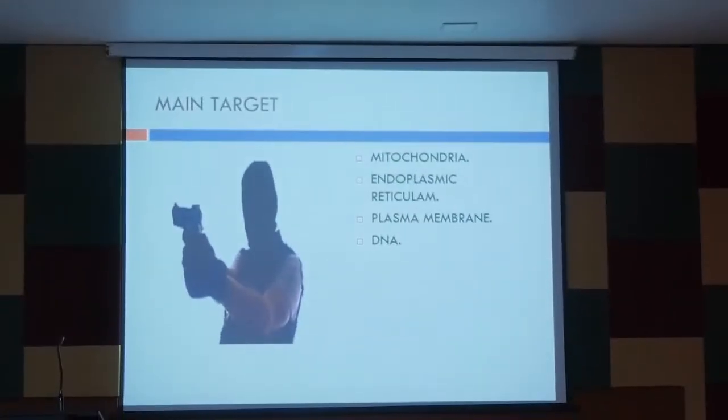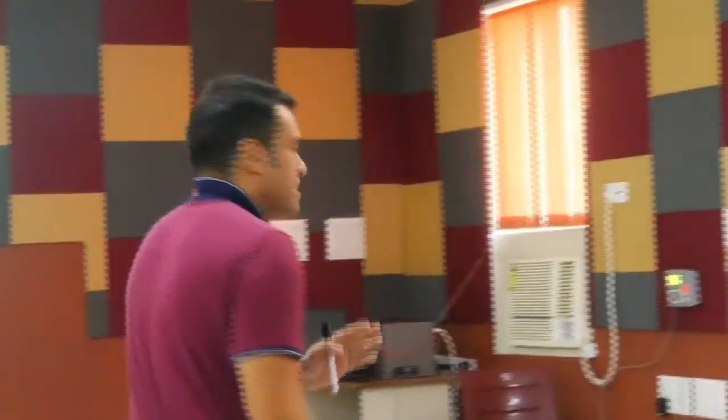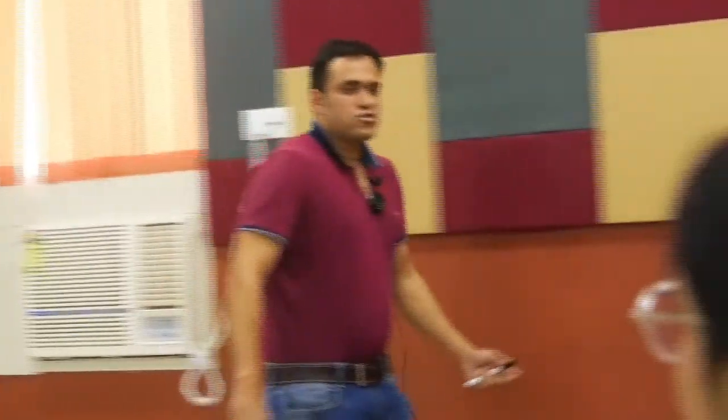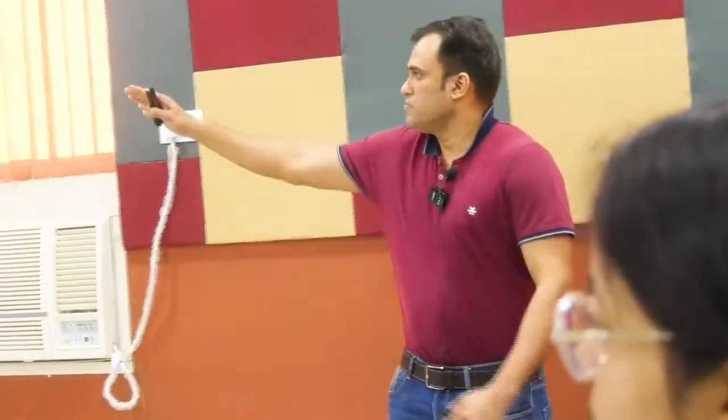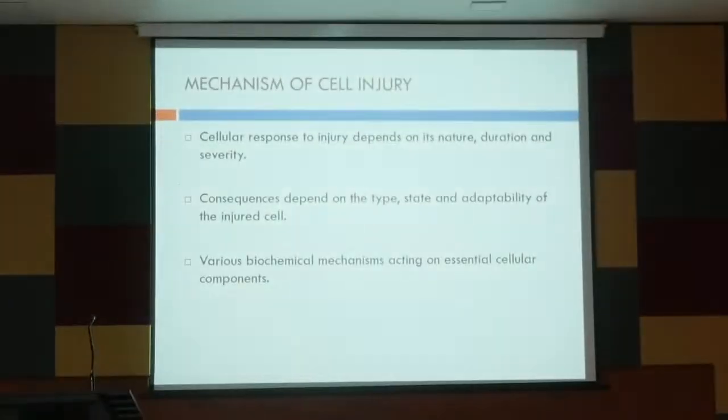So what are the main targets in a cell? The mitochondria, the endoplasmic reticulum, the plasma membrane, and the DNA. So these are the organelles which are most commonly affected in case of a cell injury.